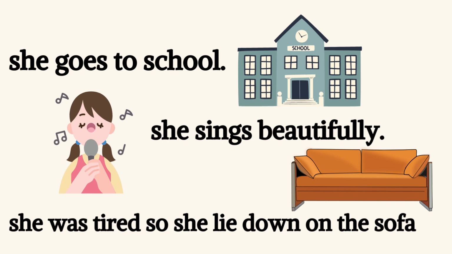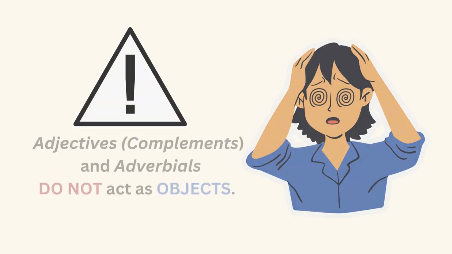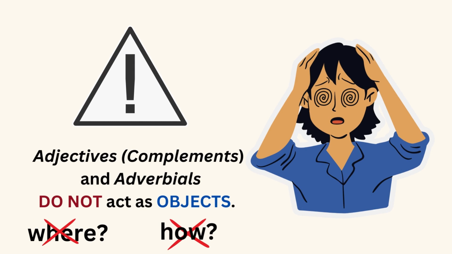Like the tired is used for the subject, it is telling us the subject's qualities, so this is a complement. So this is something that you have to keep in your mind, that adjectives, complements and adverbials do not act as objects. This is very simple. Questions like where and how do not work, it's just what and whom.